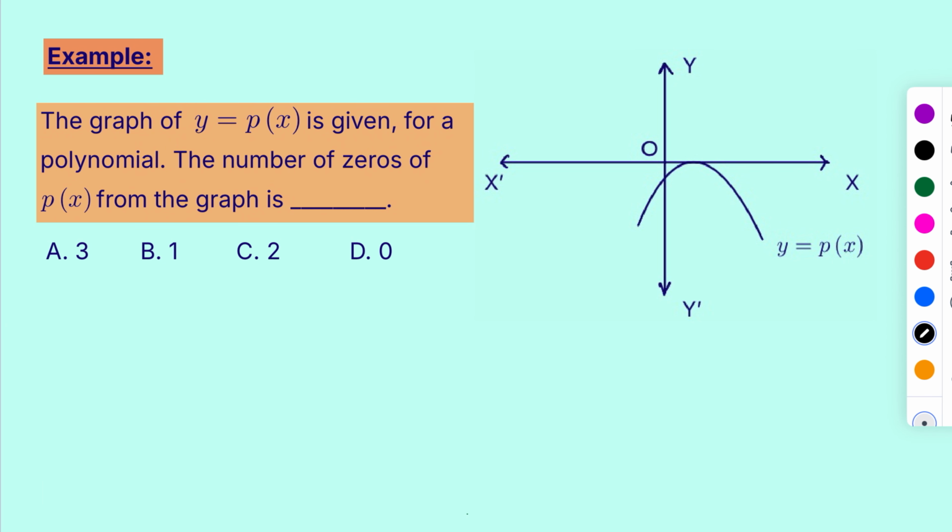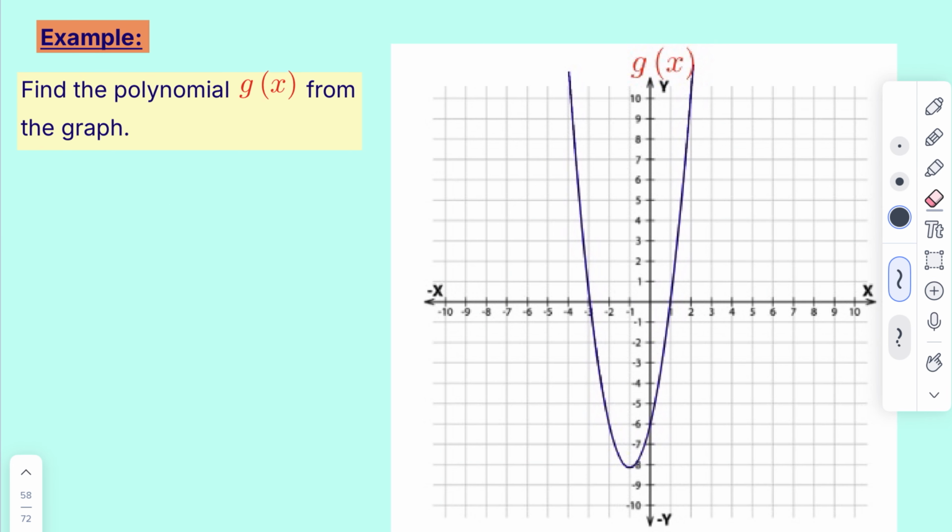Next one, the graph y is equal to p of x is given for a polynomial. The number of zeros of p of x: here it is only touching the x-axis. That means it will have only 1 zero.